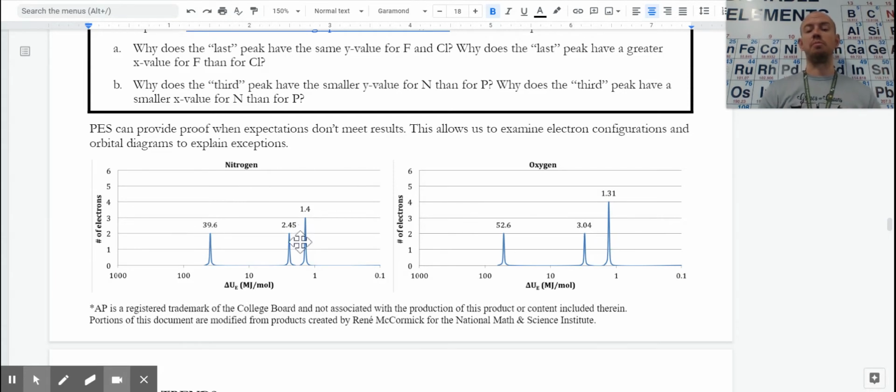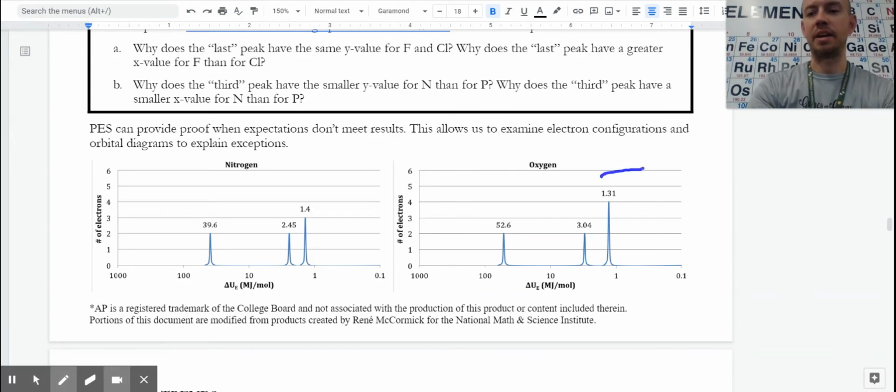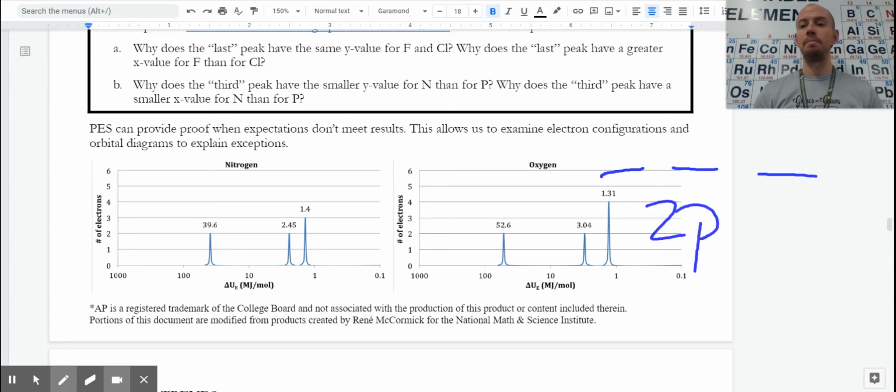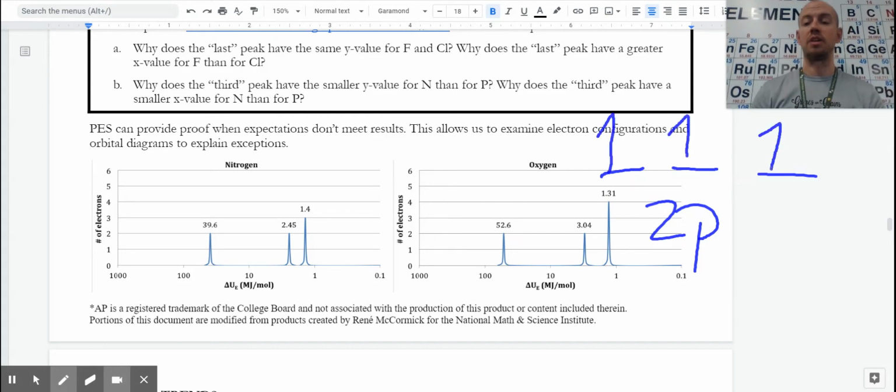3 compared to 2.4, harder to remove. But the last or valence electrons are 1.3 compared to 1.4. So in terms of my sloppy handwriting here, both of those go into the 2p sublevel. And as they fill, nitrogen has one electron here, one electron here, one electron there. It equally spaces those out, following all of the rules: Pauli, Hund, and Aufbau.